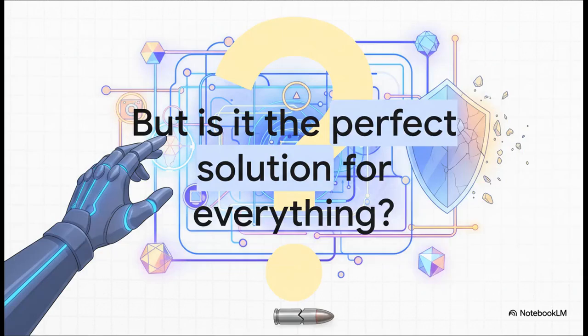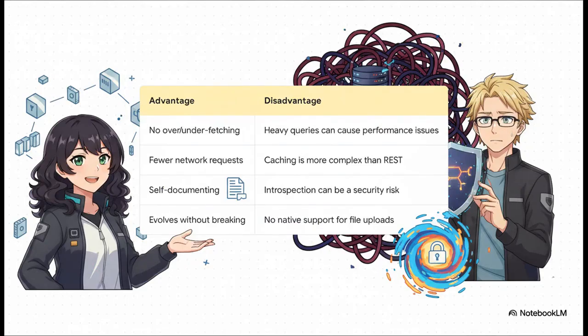So it sounds amazing, right? But like any piece of tech, it's not a silver bullet. GraphQL is incredibly powerful, but it definitely comes with its own set of trade-offs, and it's really important to know what you're getting into. So the pros are pretty clear. No more wasted data, way fewer network requests, and the API basically documents itself through something called introspection, which is awesome for developers.